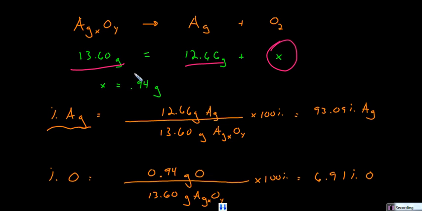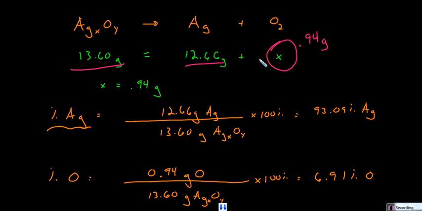But you do know that there is the law of conservation of mass, so that the mass of all the reactants is equal to the mass of all the products. And so 13.60 grams, the mass of the reactants, is equal to 12.66 grams of silver product plus an unknown mass of oxygen product, x. And so solving for x, you should find that there are 0.94 grams of oxygen released as product, and hence also 0.94 grams of oxygen within the original compound.